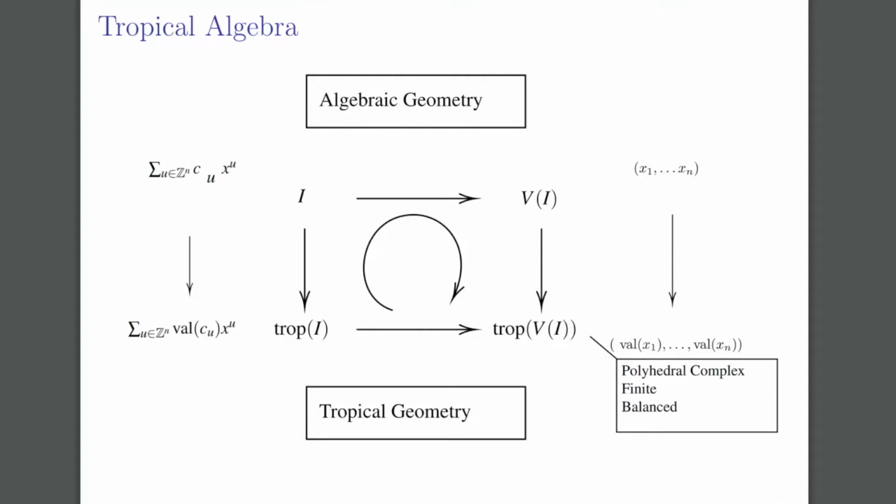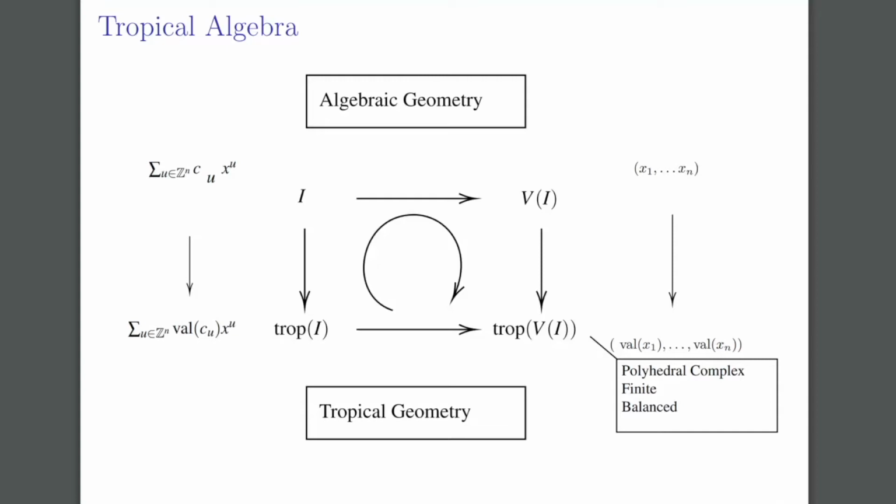So I'm not just getting something weird in space. I'm getting a collection of shapes that intersect very nicely. And there's only finitely many of these shapes, so I have a finite amount of data being presented. And it has a nice balancing condition on the top dimensional polyhedra. So it's a very robust combinatorial structure that we're working with. This opens up a lot of combinatorial techniques to allow us to study trop V of I and therefore V of I.